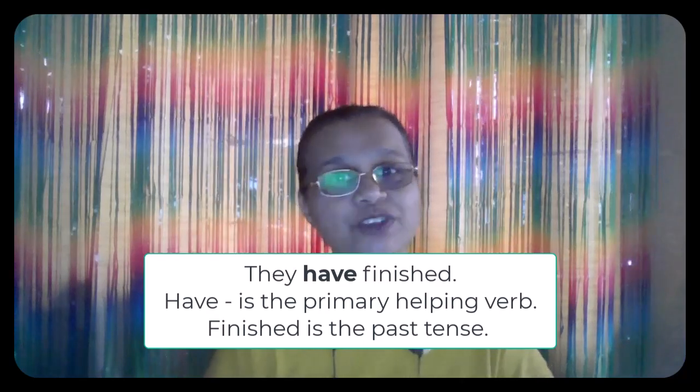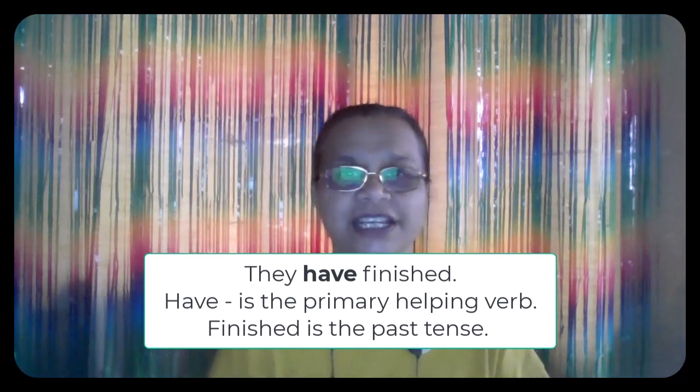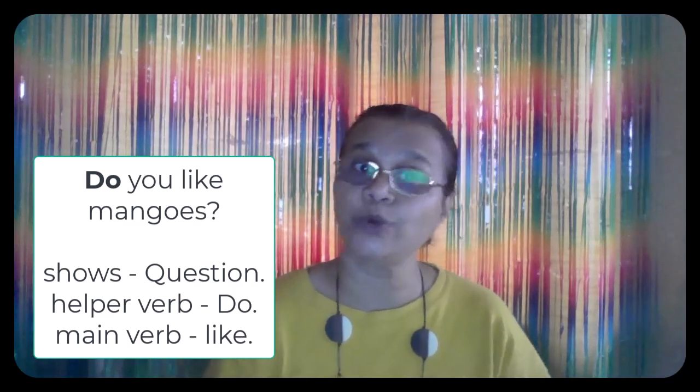Either she was running, she is running, she will be running. So those will also give you the tenses. So you need these helper verbs. Otherwise, the sentence doesn't stand. They have finished. Again, it gives you the past tense. Like they have finished their dinner or they have finished their homework. Do you like mangoes? Now, in this case, do is your helping verb. It allows you to question. So these primary verbs also work as helpers.